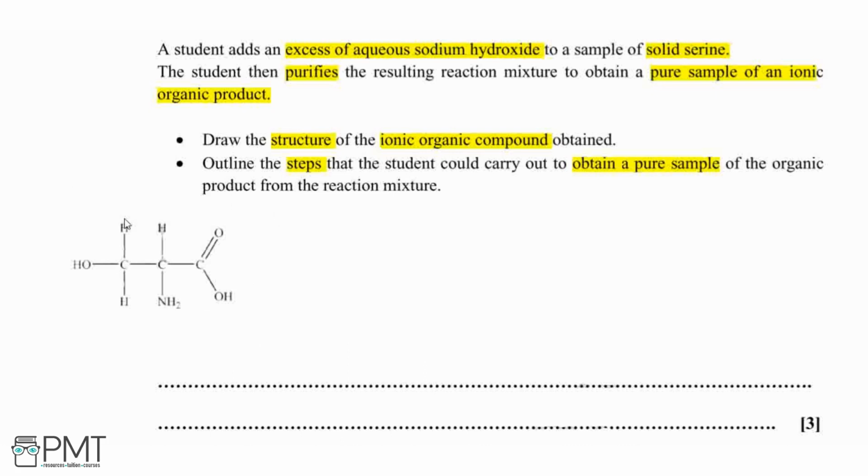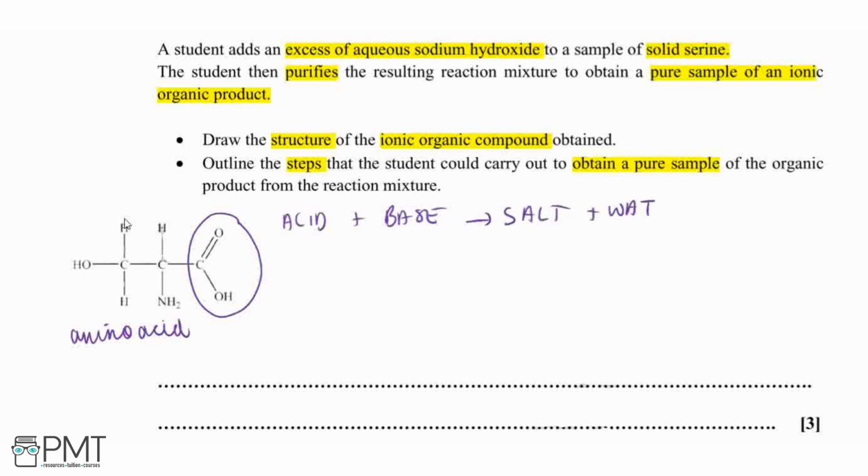So our solid serine here, this is our amino acid. And what we know about our amino acids is they've got this carboxylic acid group over here on the end. And because this is an acid, we're going to get an acid-base reaction with our sodium hydroxide, and we're going to form our salt and our water. And this ionic salt is the compound which we need to purify at the end.